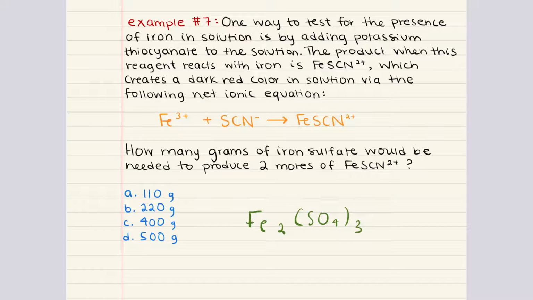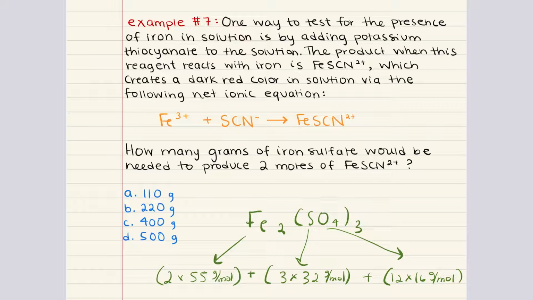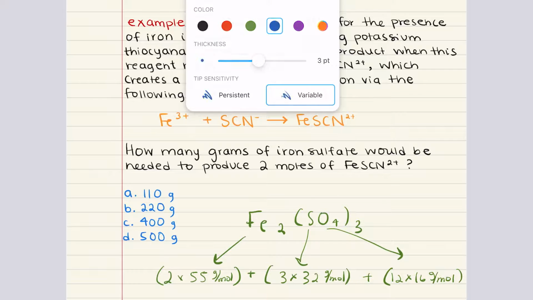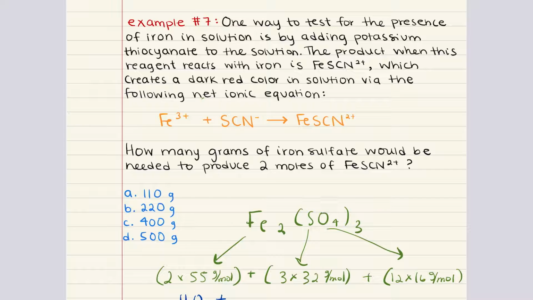To figure out the molar mass of iron sulfate, we just need to figure out how many of each atom we have and what the molar mass of each atom is. So we have 2 iron atoms. Iron has a molar mass of 55 grams per mole. We have 3 sulfur atoms. Sulfur has a molar mass of 32 grams per mole. And we have 12 oxygen atoms. Oxygen has a molar mass of 16 grams per mole. 2 times 55 is 110. 3 times 32 is 96. And 12 times 16 is 192. If we go ahead and add this up, we should get approximately 400 grams per mole.